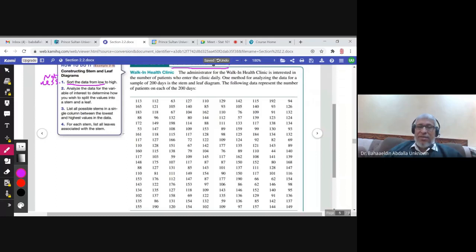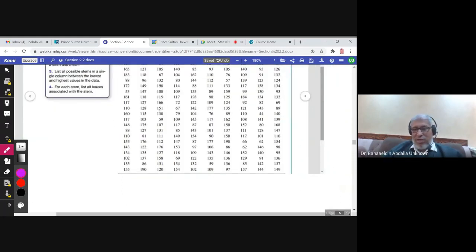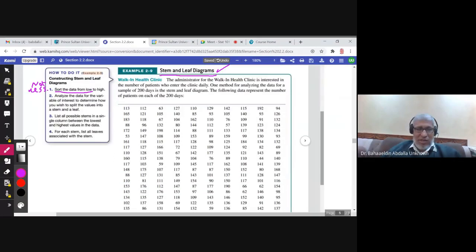In fact, constructing the stem and leaf diagram is one way to sort the data. Because sorting, can you imagine sorting the 200 data here before doing the stem and leaf? I will do the stem and leaf before you can sort this data. So you don't have to sort the data, although it's written here as the first step.